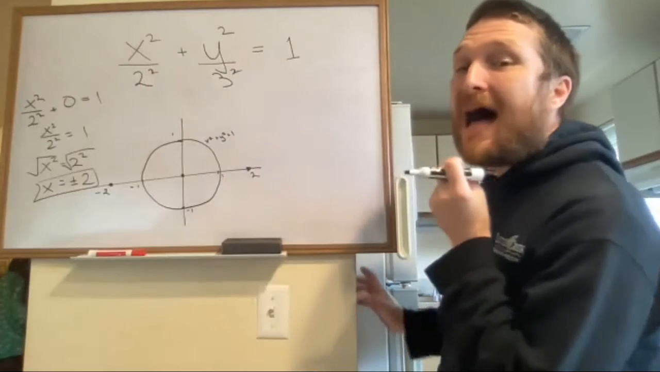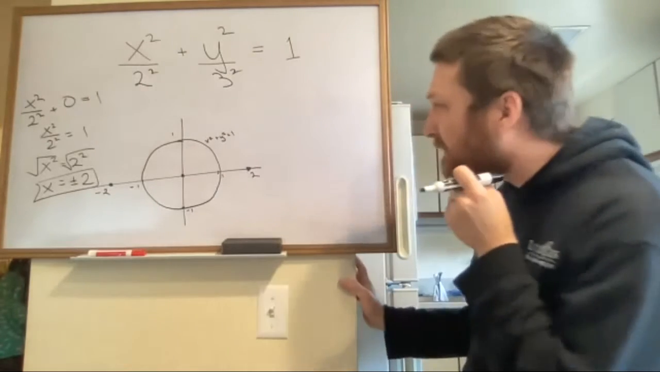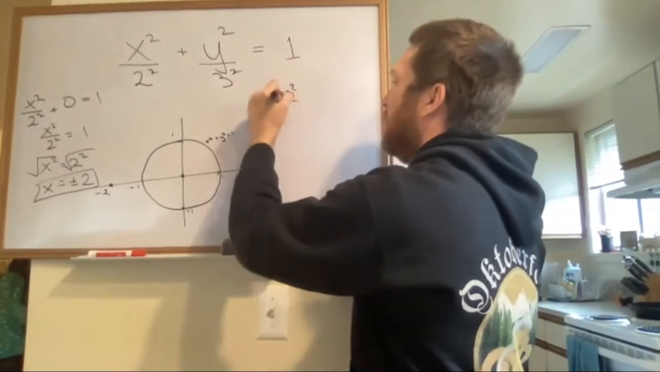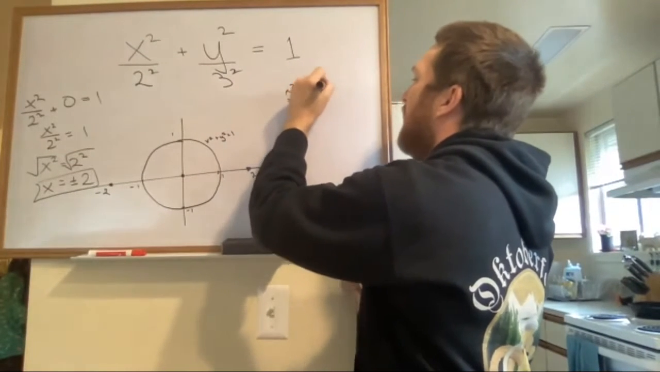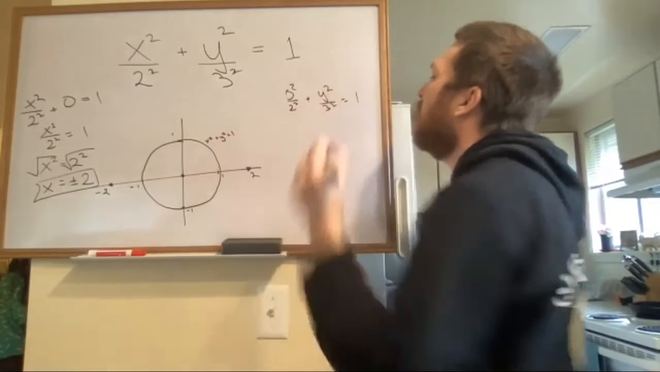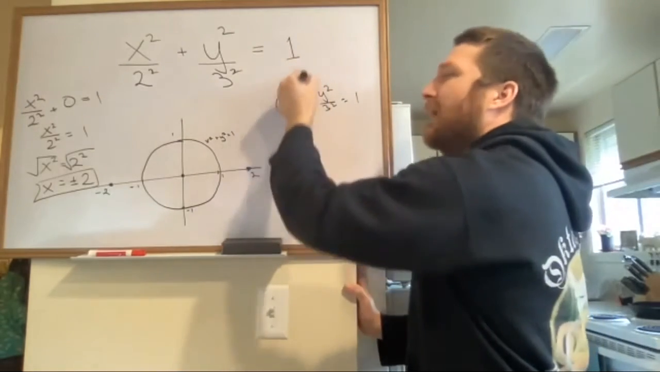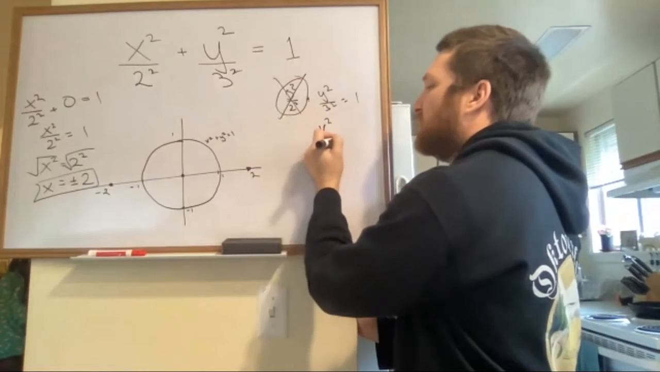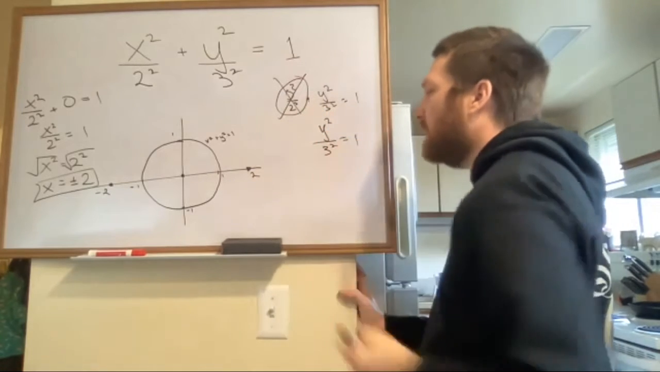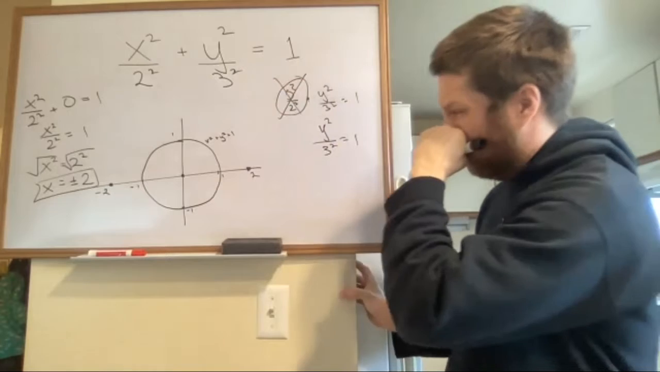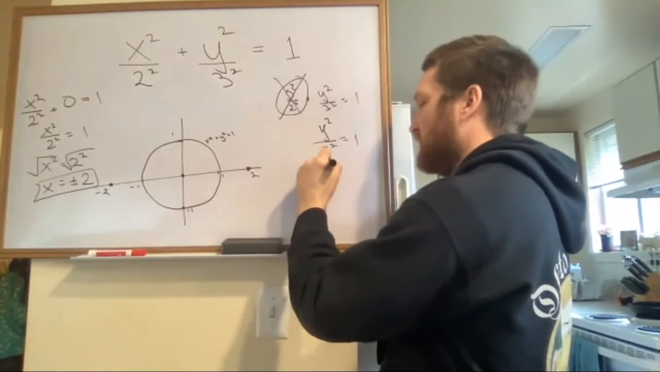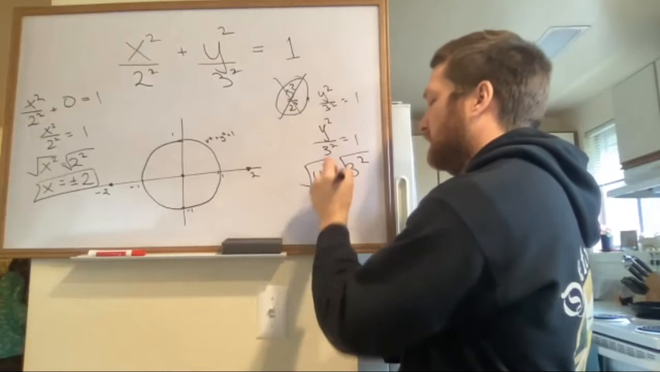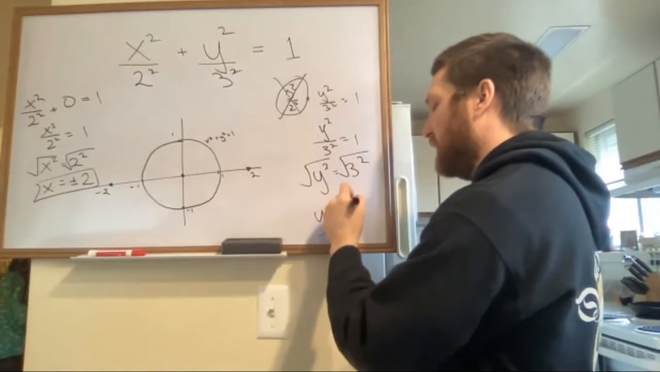How do we find the y-intercepts of this bad boy? Set x equal to 0. So I'm going to go 0 squared over 2 squared plus y squared over 3 squared equals 1. Oh, the 0 is gone. How nice, that makes that whole thing disappear. So then y squared over 3 squared equals 1. Oh, that's easy. Y squared equals 3 squared. Take the square root of both sides, and I get y equals plus or minus 3.